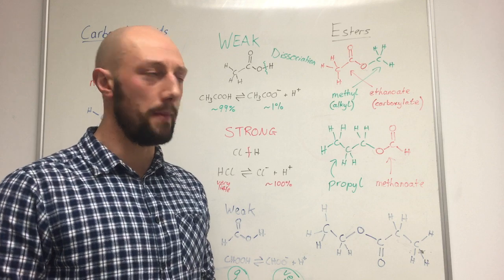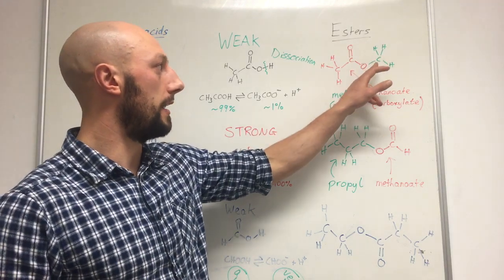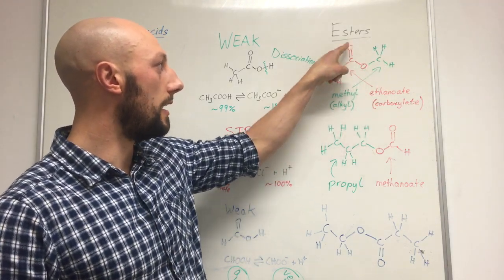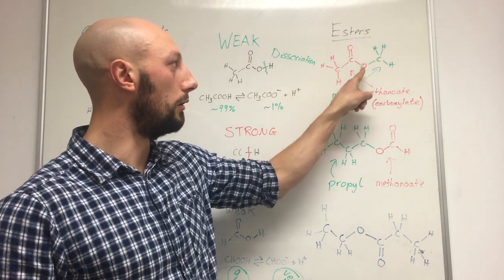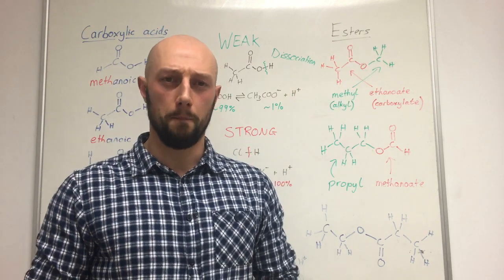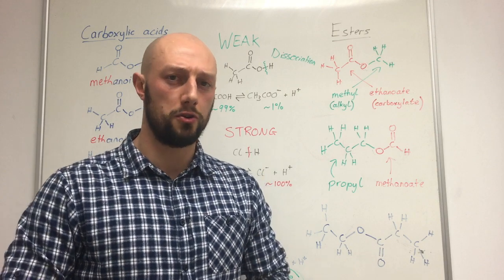We're going to look at how we name esters. So here I've got a picture of an ester. We can see here a carboxylic acid looking thing. And we can see here an alcohol looking thing. That's what we've made it from. Each of those parts contribute to the name of it.